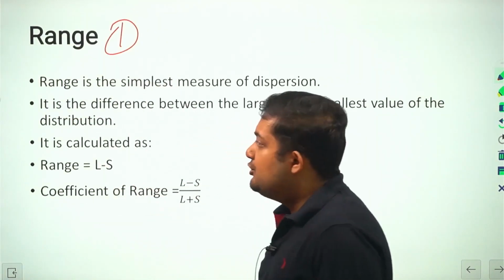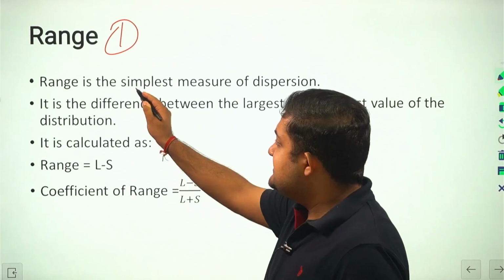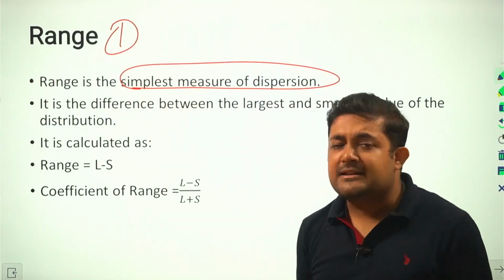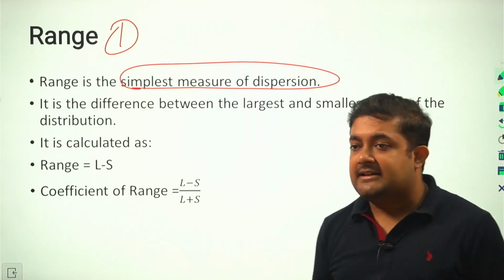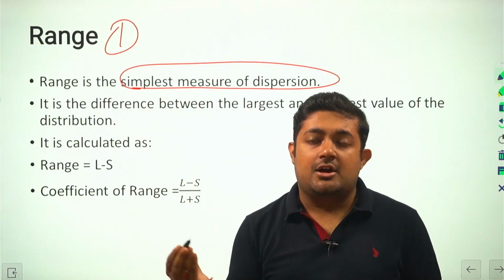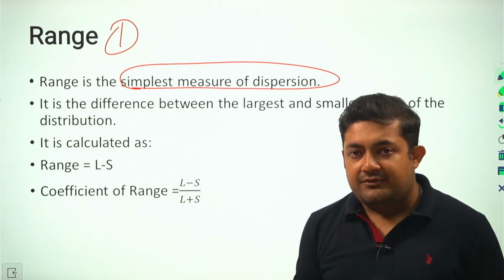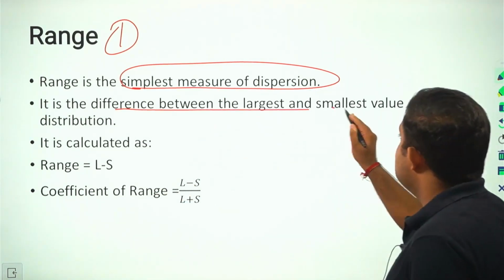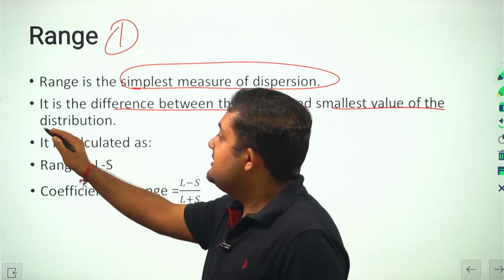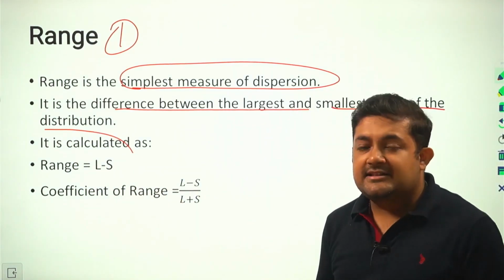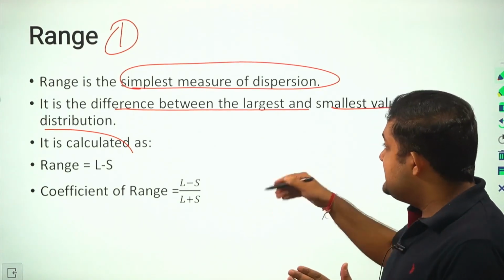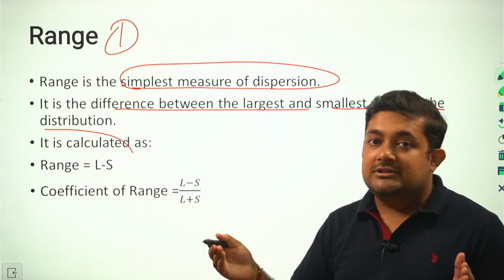Okay. So what is range? Is the simplest measure of dispersion. So আটাইতকৈ simplest method বা আটাইতকৈ simplest measure of dispersion is range. Very simple. কেনেকুৱা হয় চাই লবা. It is the difference between the largest and smallest value of the distribution. Range is nothing but the largest আৰু smallest value বিলাকৰ difference.